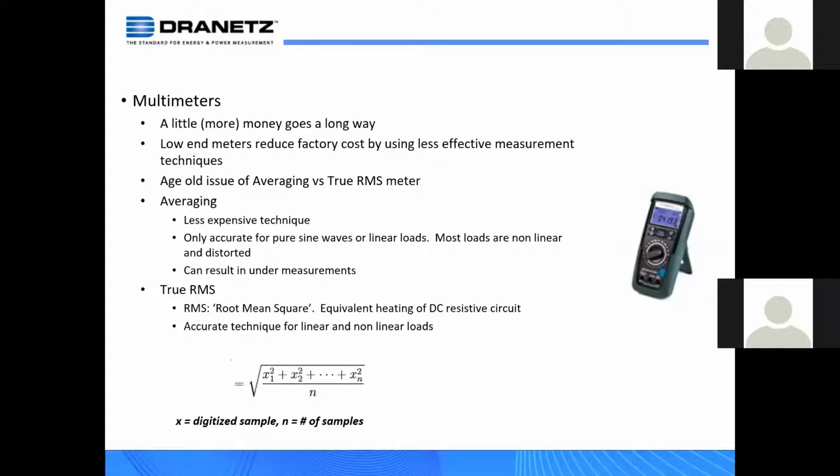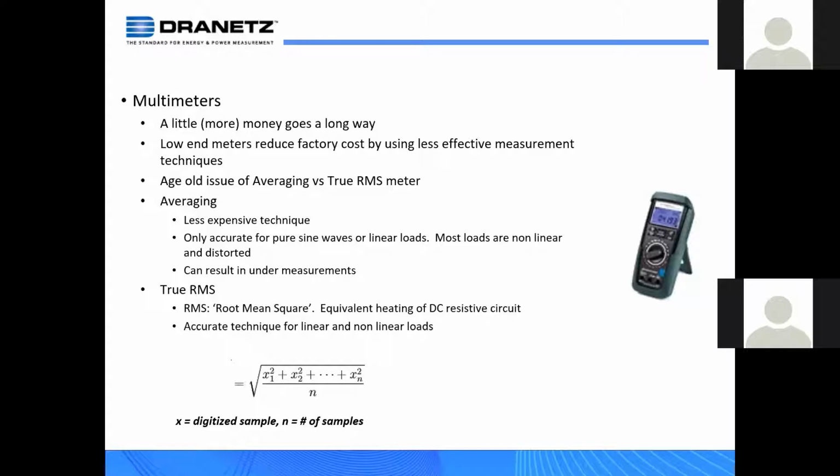But if you are going to use a multimeter, just make sure that you use a true RMS multimeter. Some of the lower end multimeters, to save cost, the manufacturers use an averaging technique, and that sort of falls apart when we talk about harmonics and distortion on your voltage and current. So the recommendation is to use a true RMS meter, and spend a little bit. Most meters have that today, all but the least expensive of them.